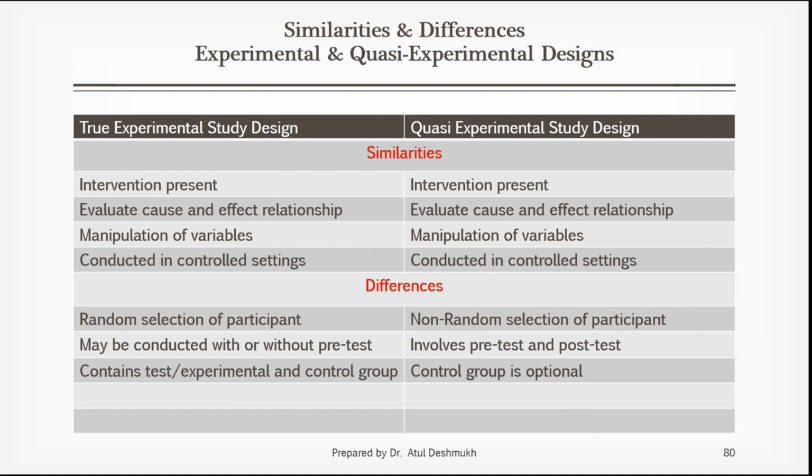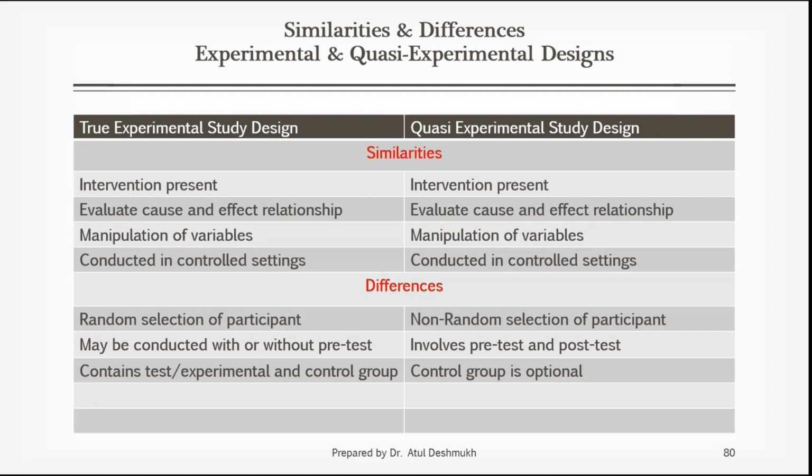Maybe I have electric vehicles, I will add CNG vehicles, I will add petrol vehicles, diesel vehicles, hydrogen vehicles. So I can manipulate my variables. I can have multiple interventions so that I will have comparative data at the end of the study. So manipulation of variables is present in both true and quasi-experimental study designs. Both are conducted in a controlled setting. You have control because you have the intervention. It is your own intervention. You are introducing that intervention and you have a controlled setting.